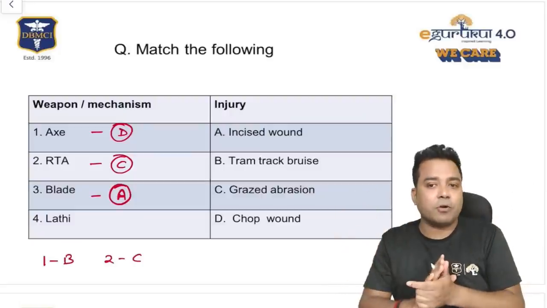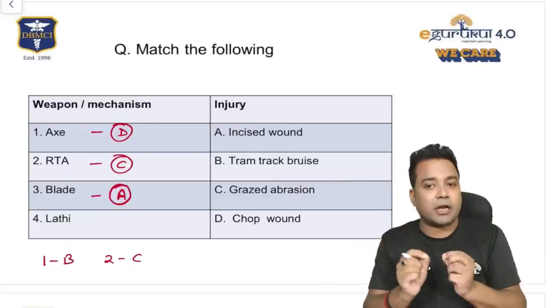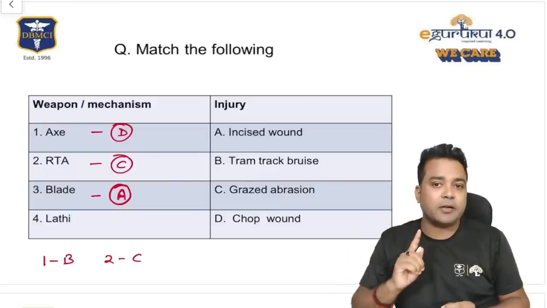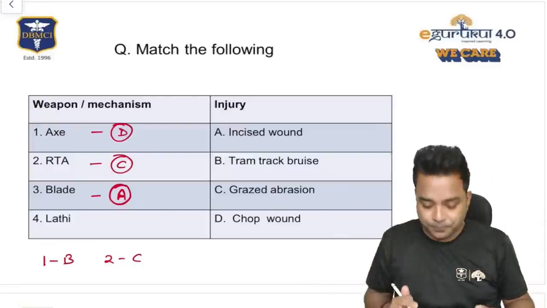What is a lacerated wound? A wound which has been produced by blunt weapon or blunt impact, which has irregular margins and there will be tissue connections between the two edges because the weapon is a blunt weapon. What is a blunt weapon? Any weapon which is not sharp is a blunt weapon.